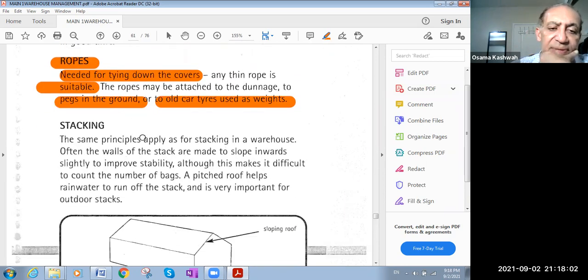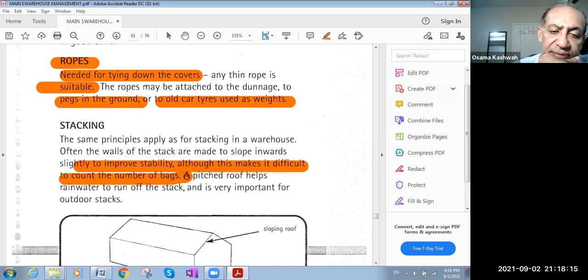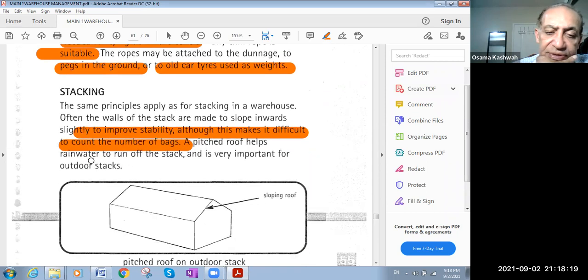The same principle applies for the stacking in a warehouse too. Often the walls of the stack are made to slope inwards slightly to improve stability, although it makes it difficult to count the number of bags. A pitched roof helps rainwater to run off the stack.